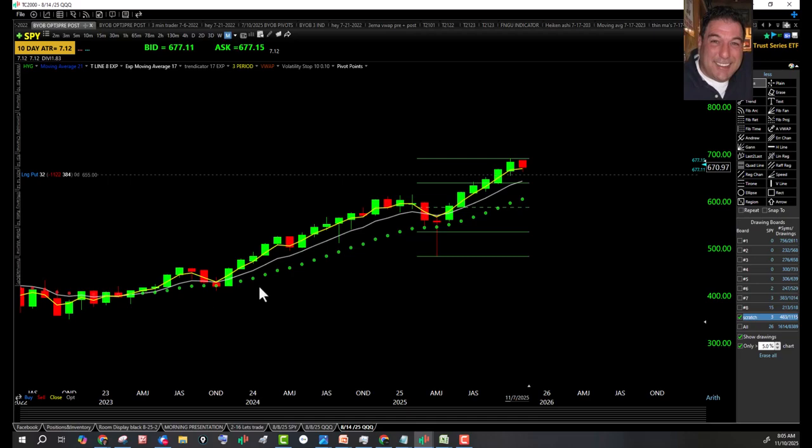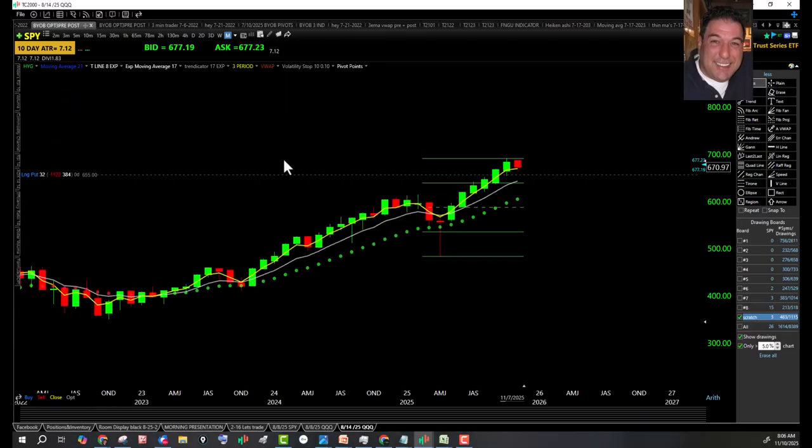Monthly chart, same deal. Everything pointed up, the 3 and the 8. Candles riding on top of the 3, the 3 riding over the 8, the 8 riding up over the 17. It's a nice monthly chart, a nice weekly chart. All right, let's take a look at QQQ.